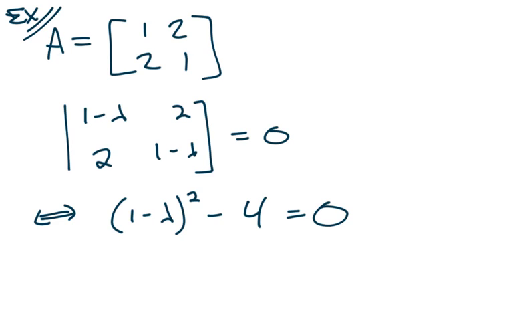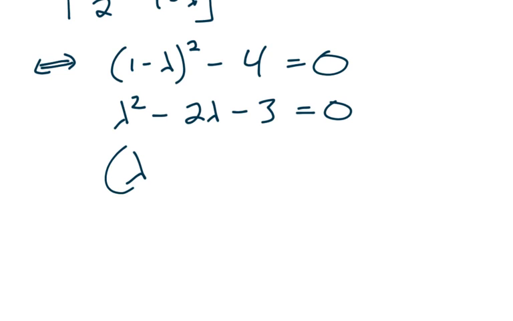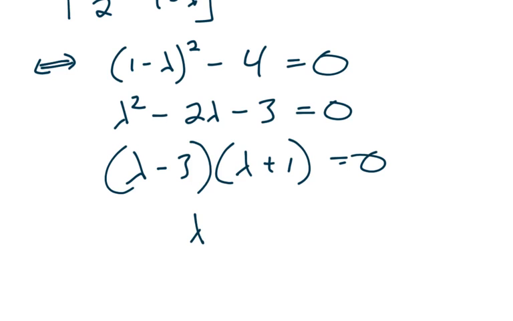That looks like this. Now, there are 2 ways that you could go about this. You could either FOIL out the 1 minus lambda squared, or you could add 4 to both sides and take the square root, because this turns out to be a really nice polynomial the way it is. I'll just FOIL it out because that's always going to work. So I get this, plus 1 minus 4 is minus 3, equal to 0. And this tells me that I get lambda minus 3, lambda plus 1 equals 0. So let's say lambda 1 is negative 1, lambda 2 is equal to 3.